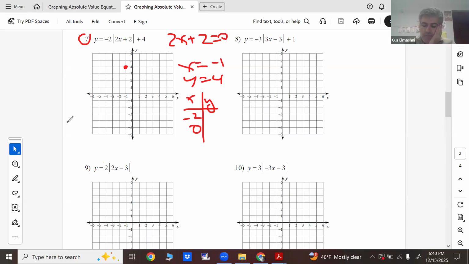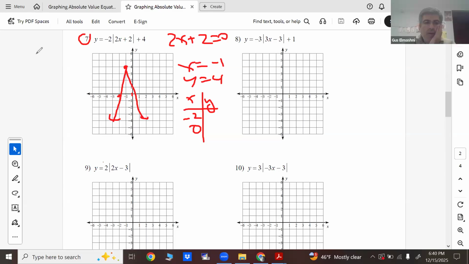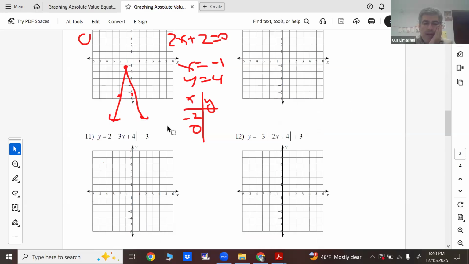If you plug 0 in the equation, well, then you're going to get 0. So wouldn't that be at 0, 0? Yeah, because the whole thing becomes 0, right? And then you get this. Okay. So let's try one more of these, and then I think we can move on to the next topic.